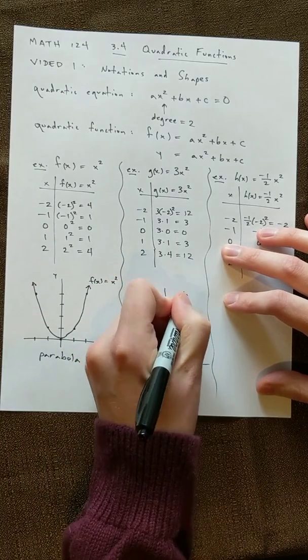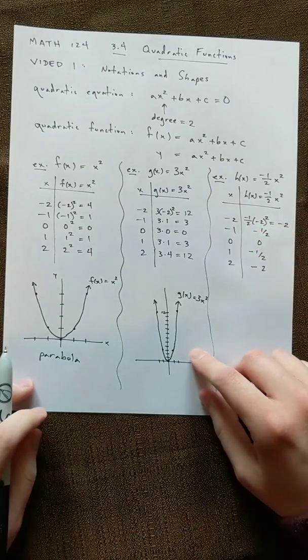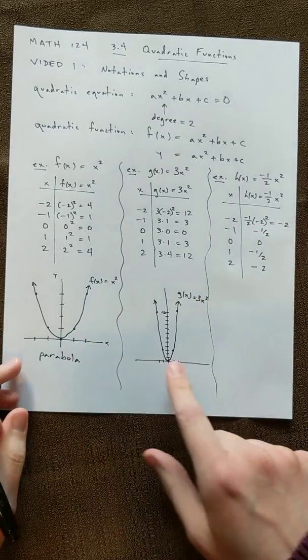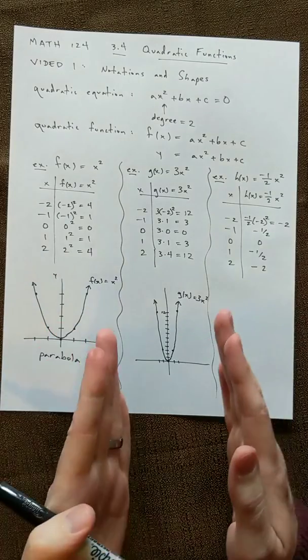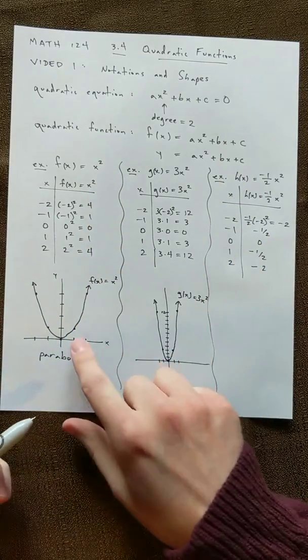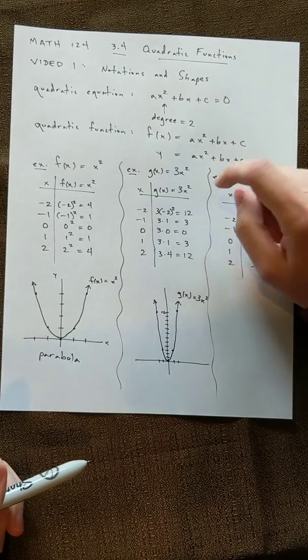And so this is g of x equals 3x squared. The shape is also a parabola, but you'll notice it's a little bit different shaped. It's either compressed horizontally or it's stretched vertically. It's taller than the other guy was. And probably that's because we multiplied the heights by 3.